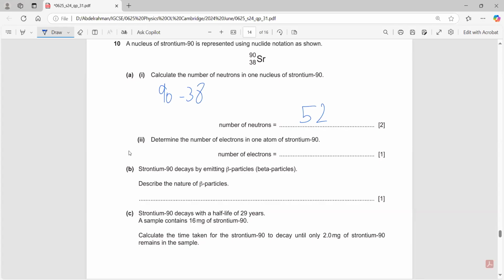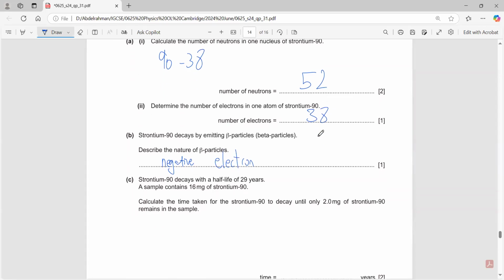Determine the number of electrons. How can I find the number of electrons? If it is a neutral atom, it would be 38, the same number as protons. Yes, thank you. It decays by emitting beta particles. What are beta particles? The nature of a beta particle is that it is an electron, a negative electron.